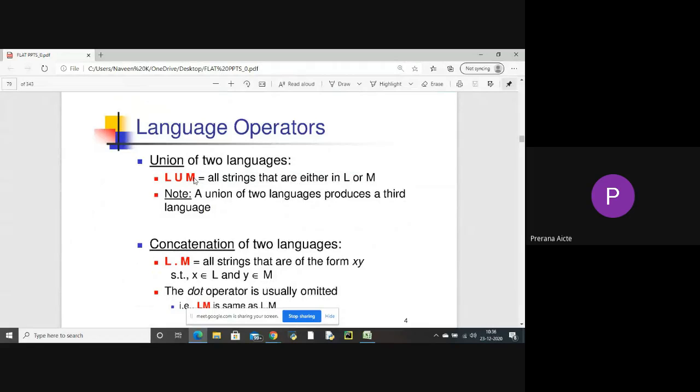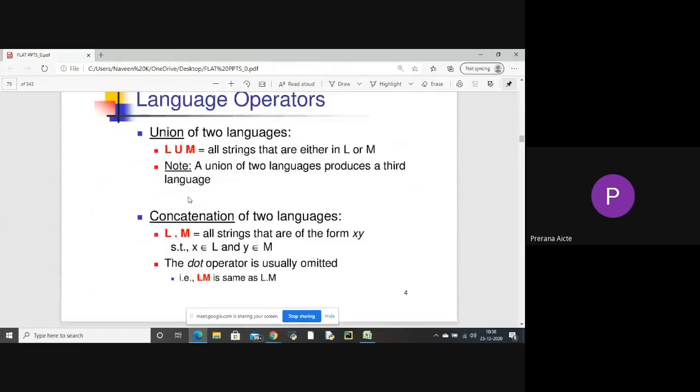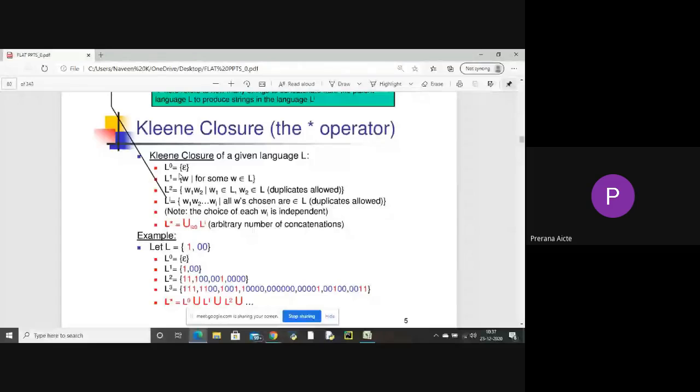Okay, coming to concatenation, here concatenation is nothing but strings of the form XY, where X is in the L language and Y is in the M language. And next, coming to Kleene closure, it is nothing but all possibilities along with the null string, and so on. L power I, where L power 0 is equal to W with length 0, L power 1 is equal to W with length 1, L power 2 is equal to W with length 2, and L power I is equal to W with length I.